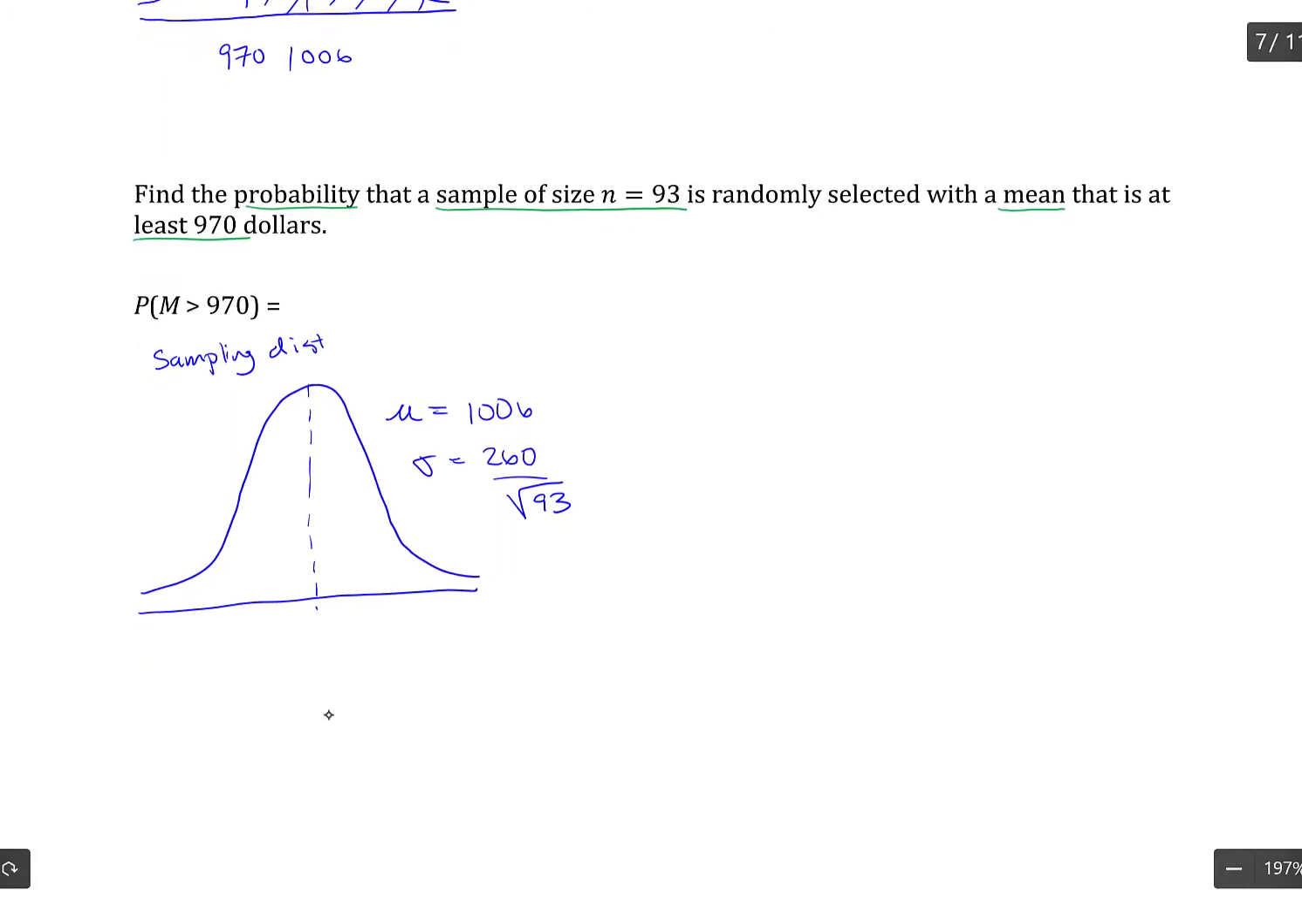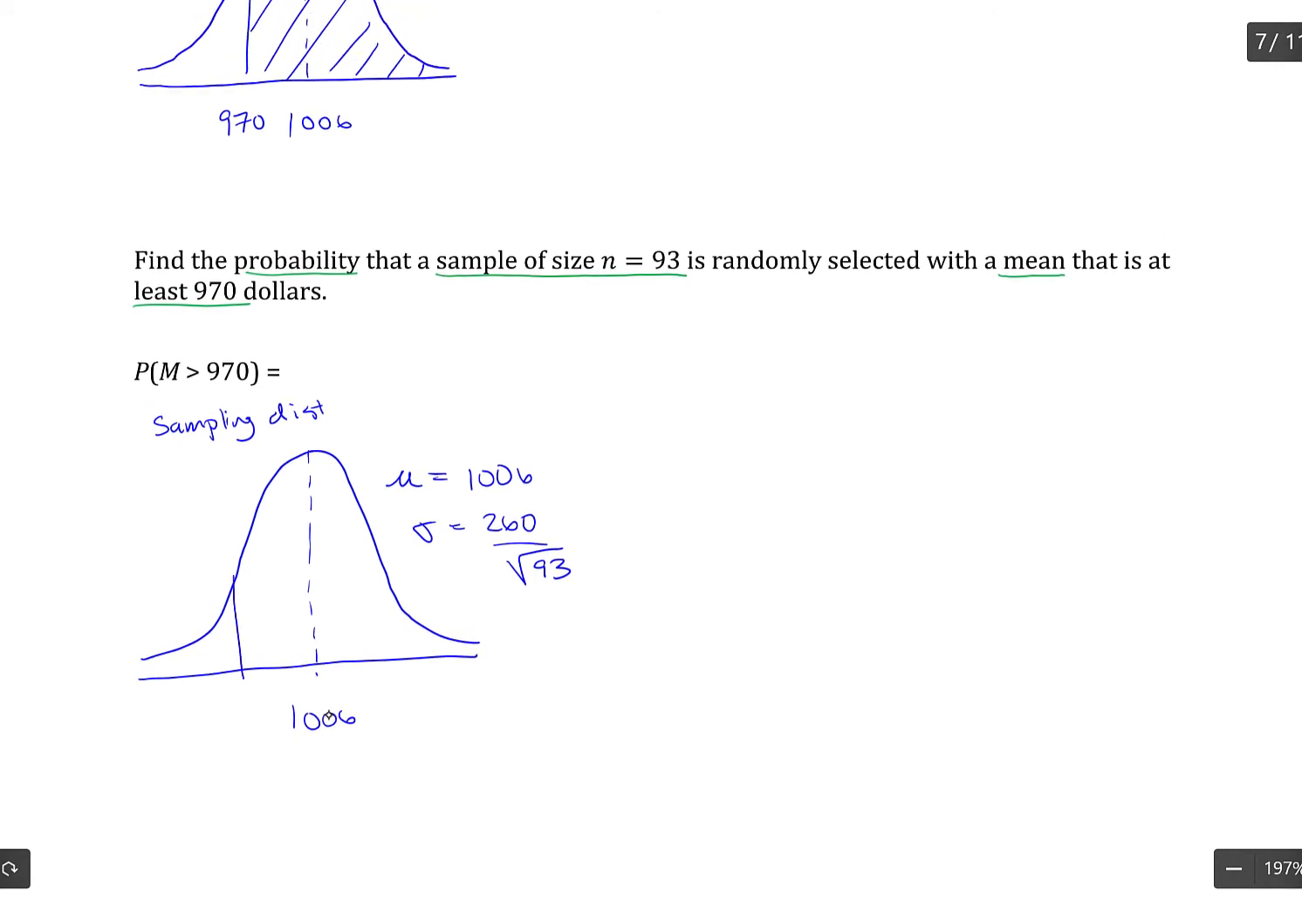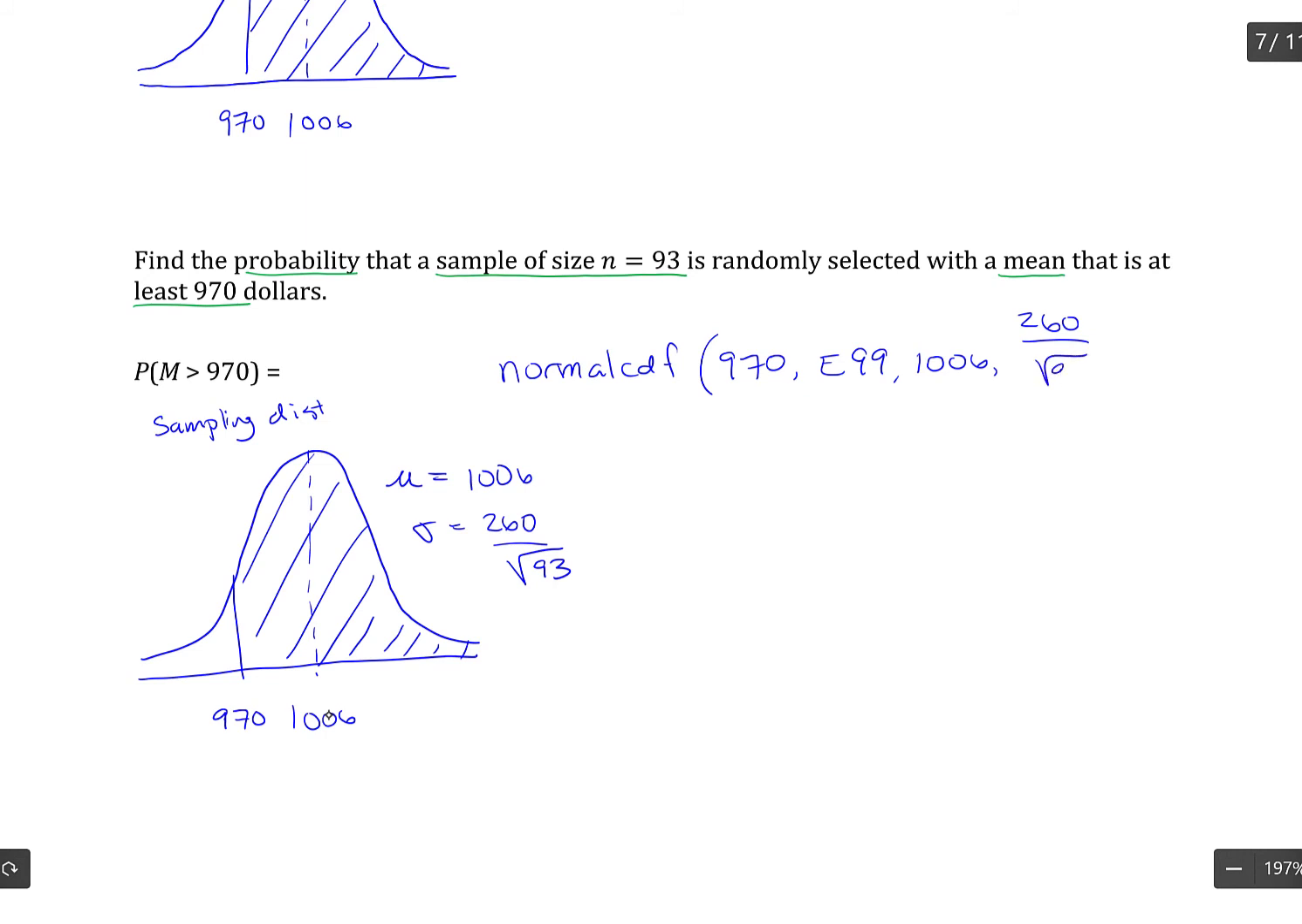So when I go to answer this question, we still have the same mean, we still have the same value in question, which is 970, we're still shading to the right, we're just simply using a different standard deviation. Let's see how that affects our answer. So we use normalcdf to get the area under the curve. The shaded region begins at 970, goes to positive infinity. The mean is 1006, and the standard deviation is 260 divided by the square root of 93.